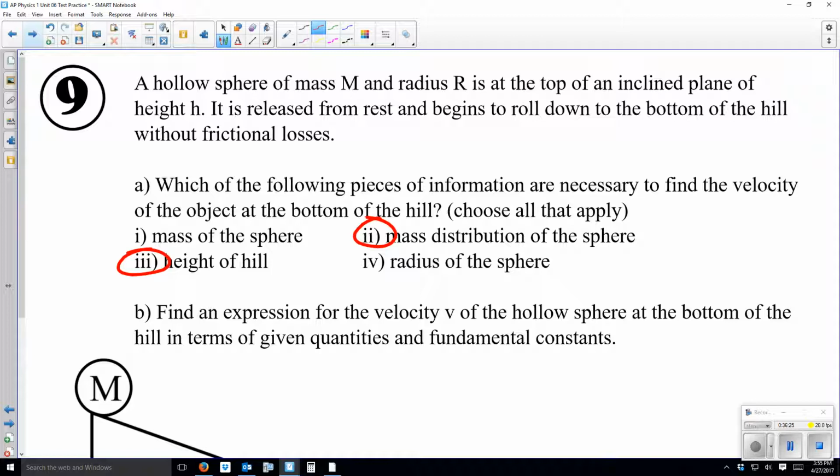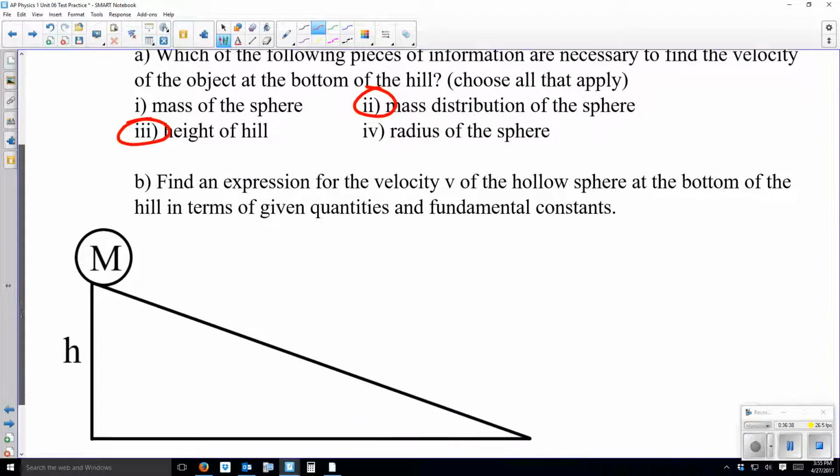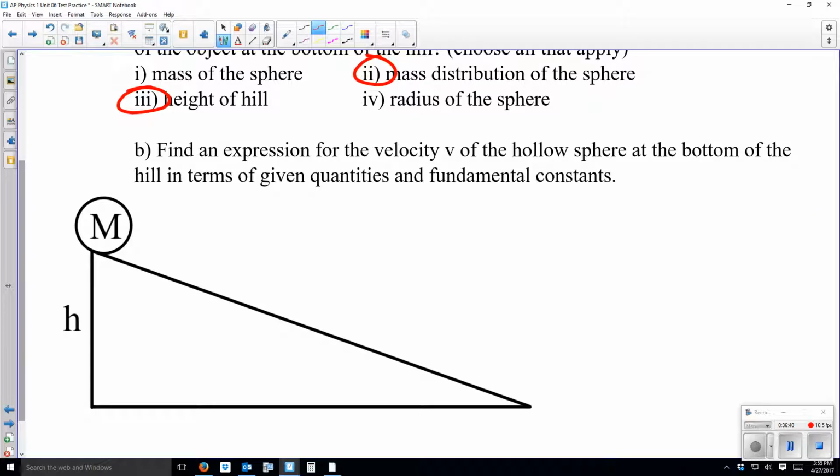So we're looking for an expression for the velocity v of the hollow sphere at the bottom of the hill in terms of the given quantities and fundamental constants. This is a derivation problem. This is an AP type problem. So at the top of the hill, we know we've got an energy of mgh, and that is initial. And because there's no non-conservative forces, our total mechanical energy at the beginning has to equal our total mechanical energy at the end. There are no other energies at the beginning, so I know that I've got to equal my energy at the end.